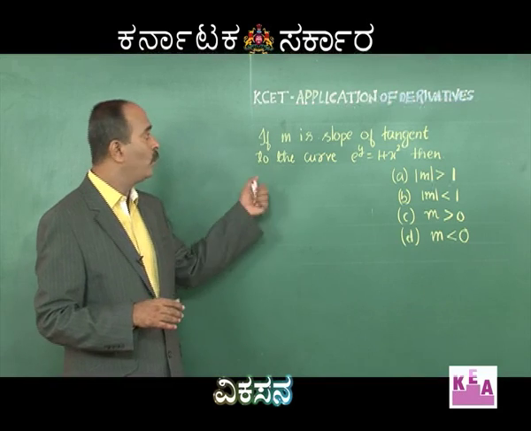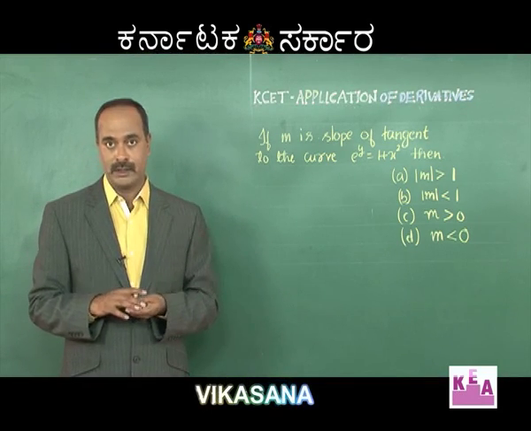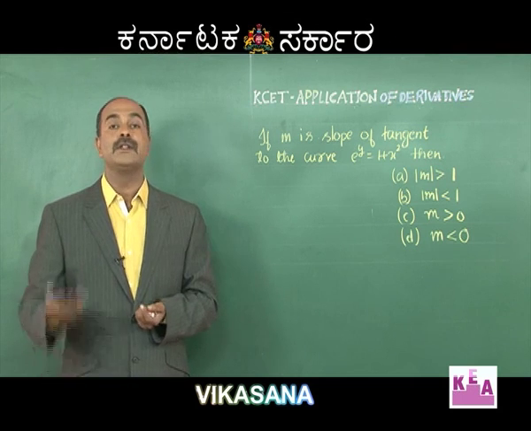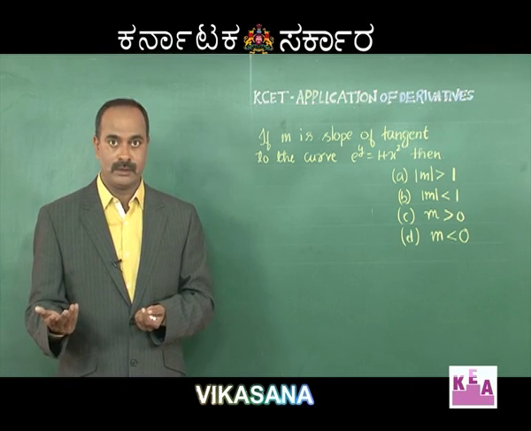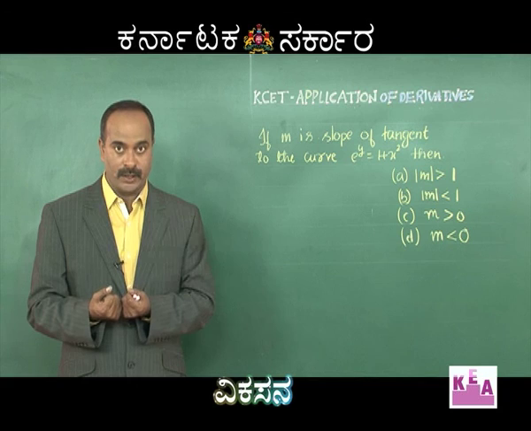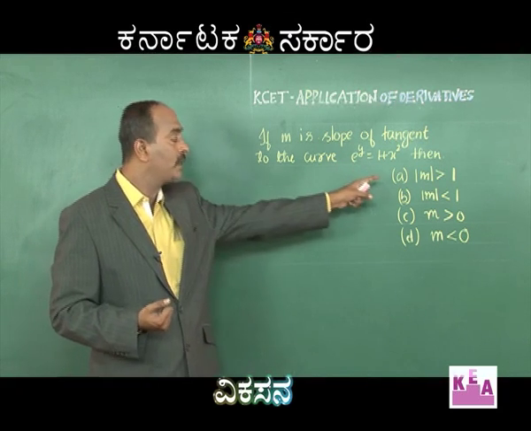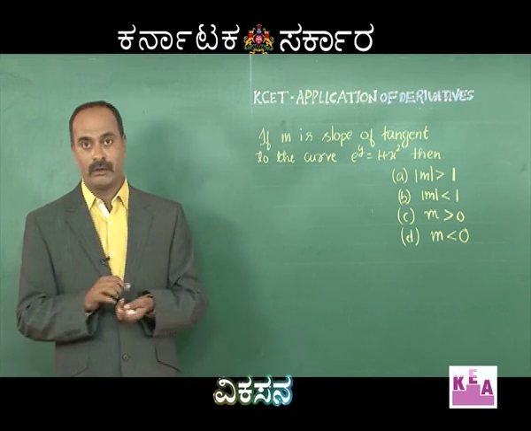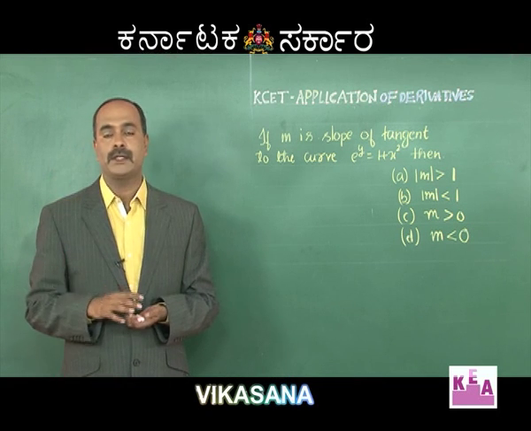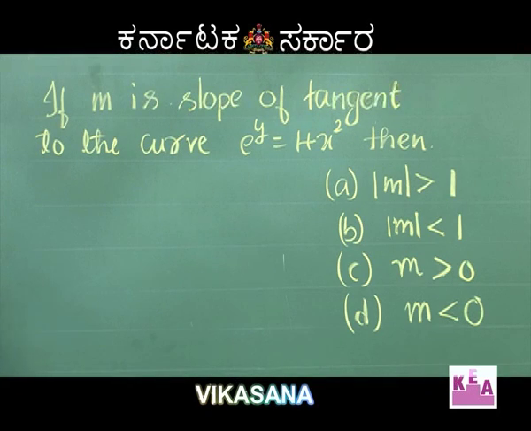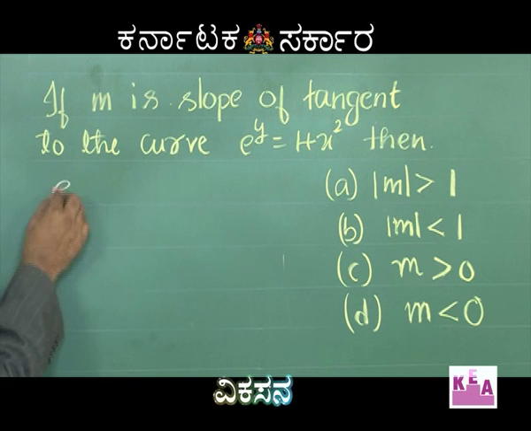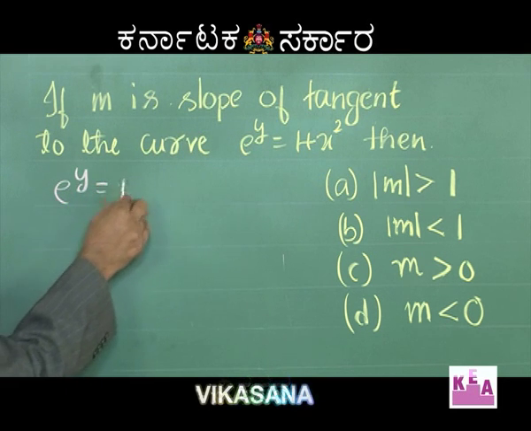Dear students, what is the slope of the tangent? Of course, you must be aware of this. It is dy by dx. We are talking about dy by dx. Here, I can change the question as mod dy by dx greater than 0, less than 1, greater than 1 and all. But anyway, look at the question. m is the slope of the tangent to the curve e power y is equal to 1 plus x square.